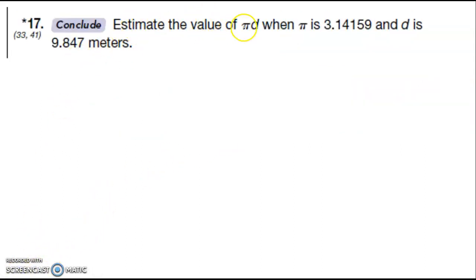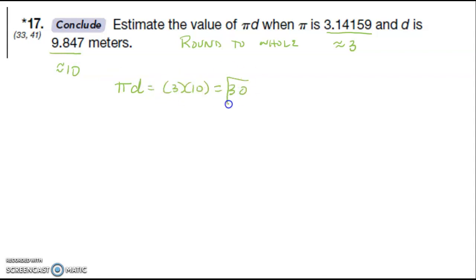All right. Estimate the value of pi times d when pi is this and d is that. So we're going to estimate. So I'm going to round to the nearest whole number. Round to whole. So 3.14159, that rounds to 3. And 9.8 rounds to 10. So pi d, when I multiply that, is 3 times 10, which is 30.